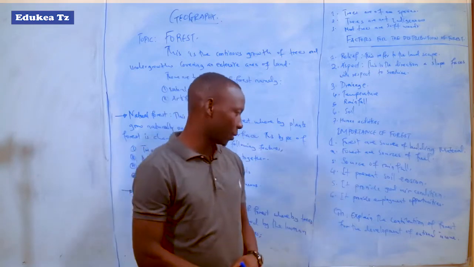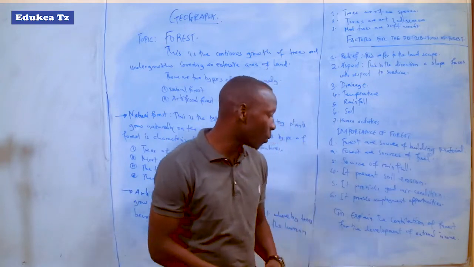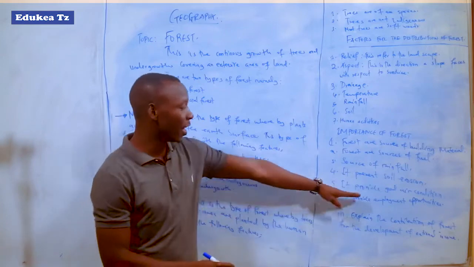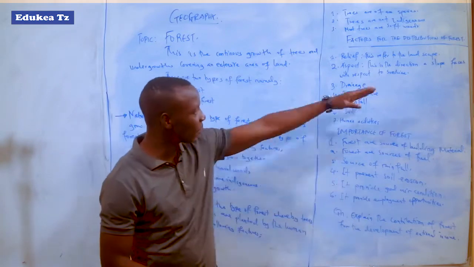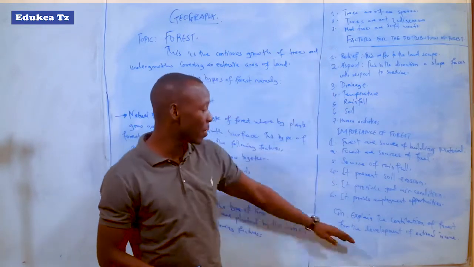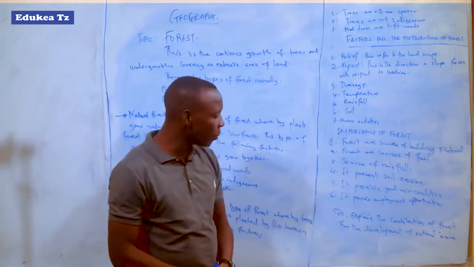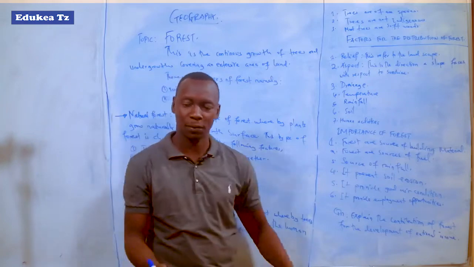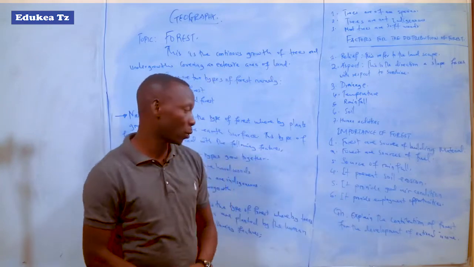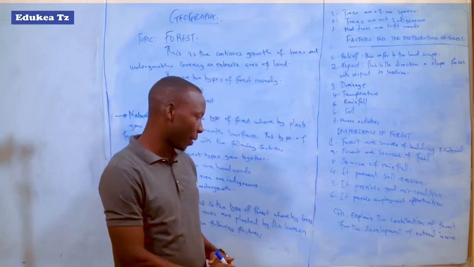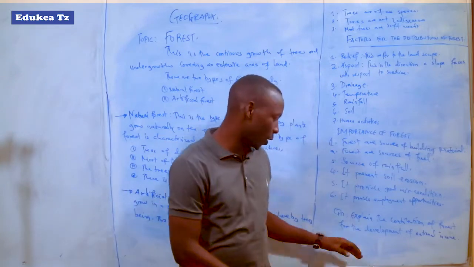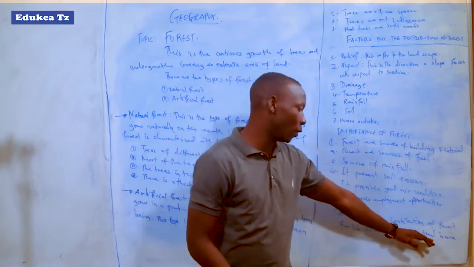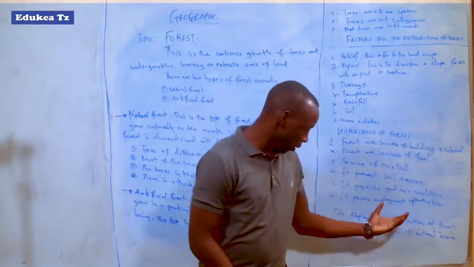Also, point number six, it provides employment opportunity. Employment opportunity is provided for those people who are involved in the lumbering process. As lumbering takes place in the forest, people get employment making timber, making furniture, and other products from the timber. So my dear students, before we wind up, let us see the question, which is to explain the contribution of the forest to the development of national income.